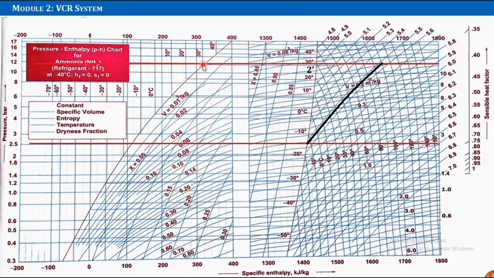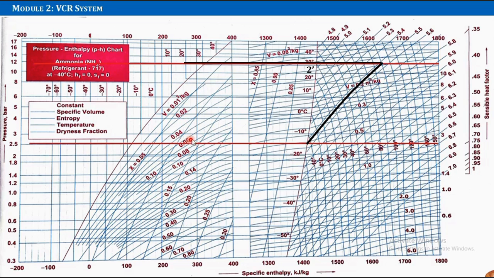But now it is given in the problem that the condensation occurs up to 20 degrees Celsius. So we have to follow up to this 20 degrees Celsius line. That means this is my line of condensation up to the 20 degrees Celsius line, right? Then follow a vertical line from here, which indicates the isenthalpic expansion process, meaning enthalpy remains constant.